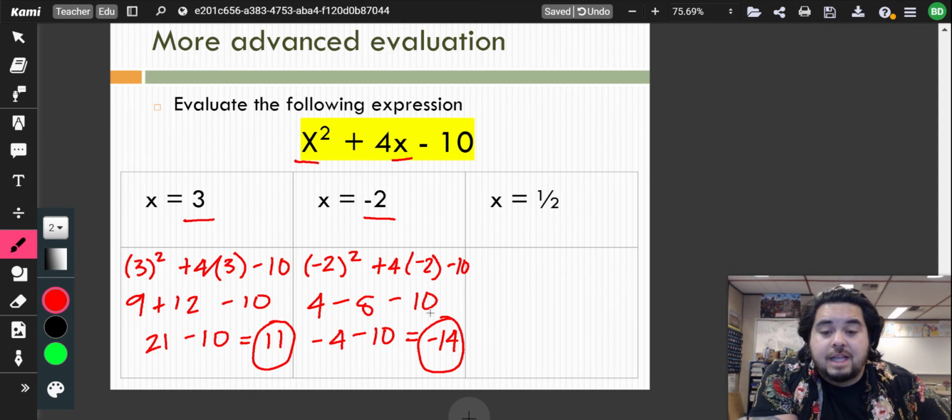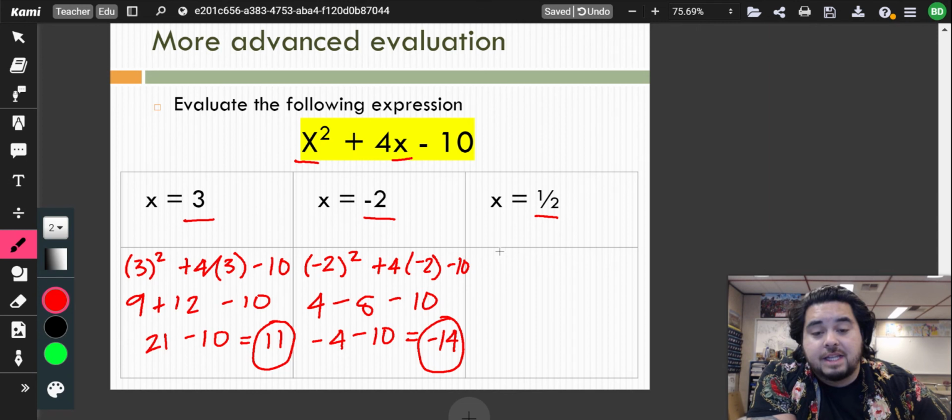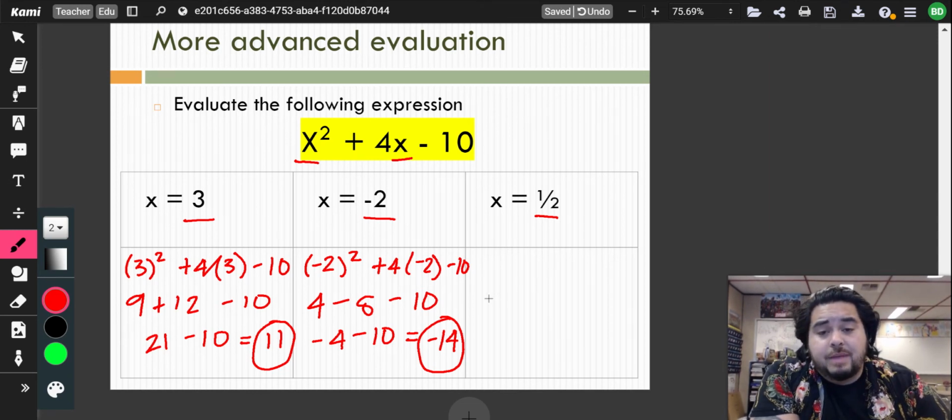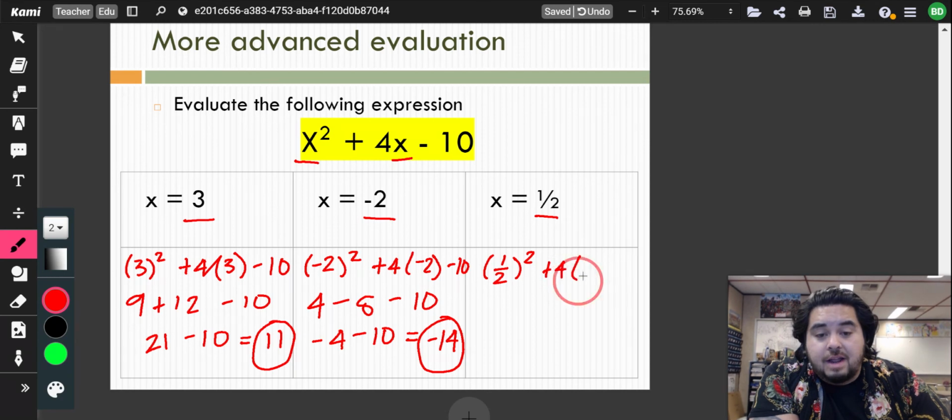Now our last example, a little different because we're adding a fraction into the mix. We're replacing x with a fraction. Just because it's a fraction, they might be intimidating, but it doesn't mean anything changes about the procedure. We're still going to replace x's. So instead of x, I'm going to write 1/2. Okay, plus 4 instead of x, again, I write 1/2. And then this minus 10 is just going to tag along.